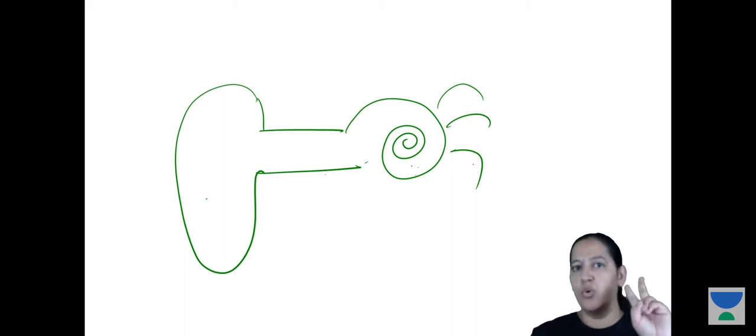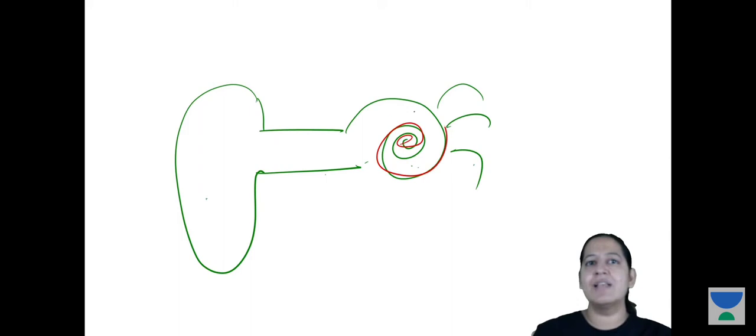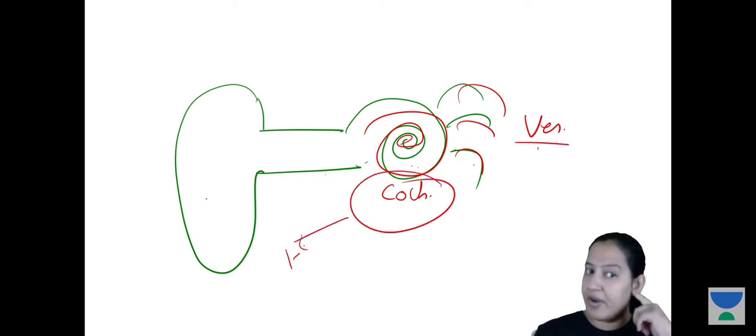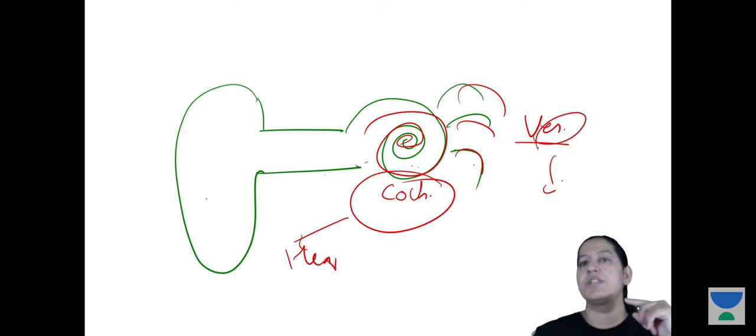The inner ear has two things. Number one is the cochlea. The cochlea is responsible for hearing. And these are the three vestibules. The three vestibules are responsible for balancing. So, the cochlea is responsible for hearing and the vestibule is responsible for balancing.